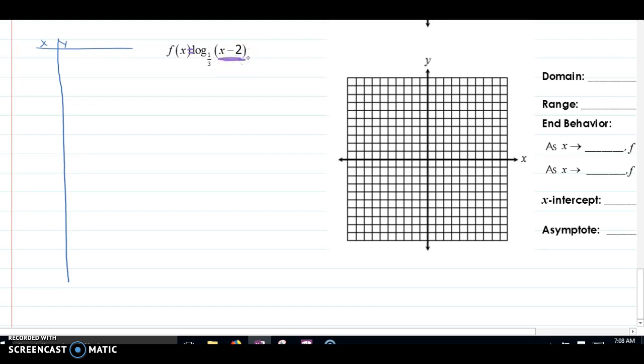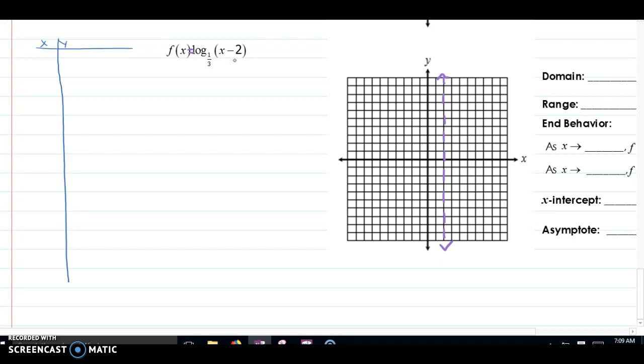So because there's a shift to the right 2 units, there's going to be an asymptote at x equals 2. And now we have vertical asymptotes rather than horizontal because it's the inverse of an exponential function, so it's reflected.